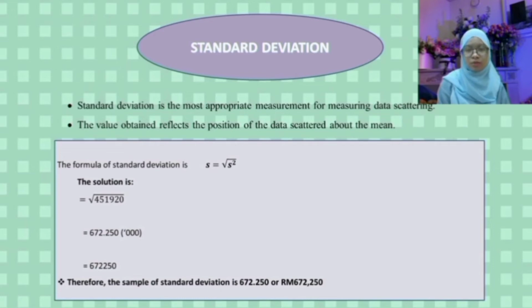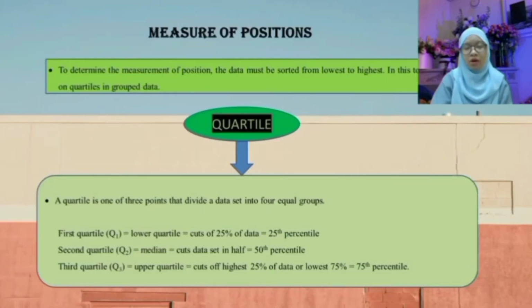The solution is we use the answer we got from the variance and calculate using this formula to find the standard deviations. Therefore, the sample standard deviation is 672,250 ringgit. Measure of positions. To determine the measure of position, the data must be sorted from lowest to highest. In this topic, we focus on quartile in grouped data. A quartile is one of 3 points that divide a dataset into 4 equal groups.